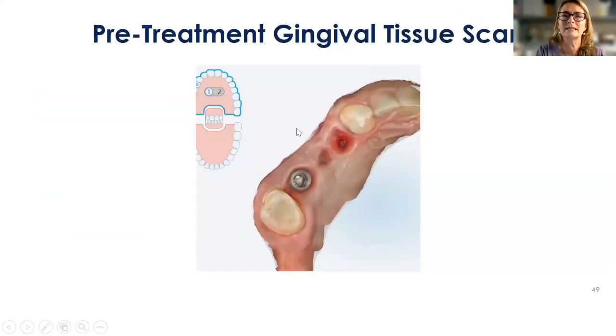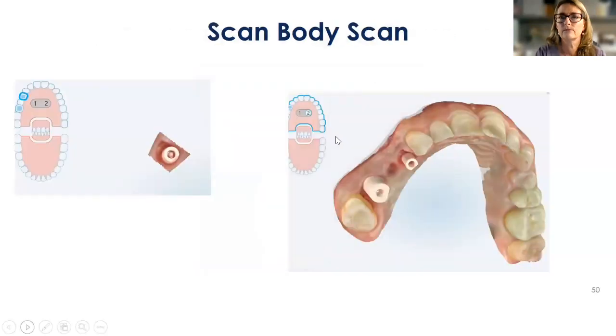So here's an example of what that pre-treatment scan looks like, and the scan bodies, right? And then this is an image to confirm each one. You can go to the encircled Bluetooth to hone in and really see each individual tooth prep, in this case, implant scan by itself.